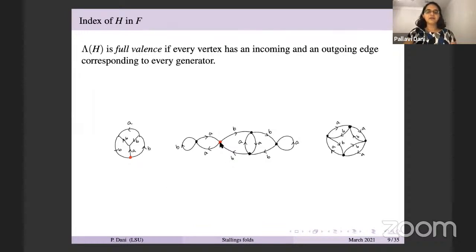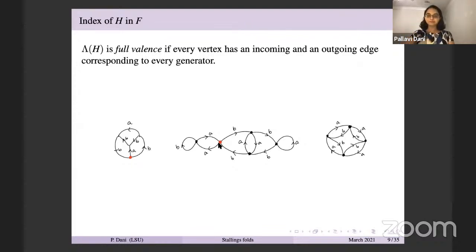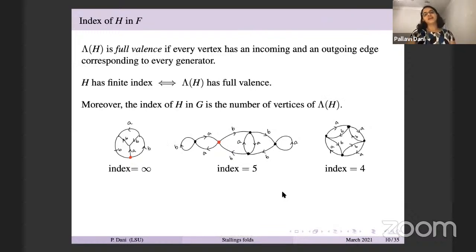In the second example, you can see very quickly that each vertex has valence 4, but then you have to go and check at each vertex. You have to make sure that there's 1 incoming and 1 outgoing A, 1 outgoing B, and 1 incoming B. And the same thing has to be true at every vertex. And I've chosen these so that, in fact, both the second and the third one are examples of full valence graphs. And it turns out that H has finite index if and only if lambda H has full valence.